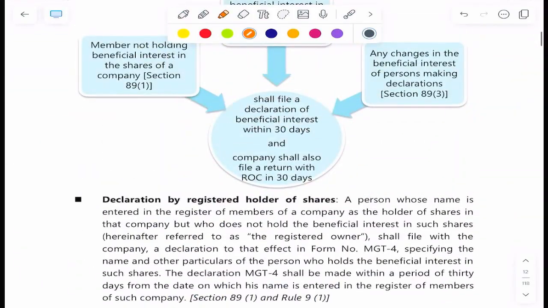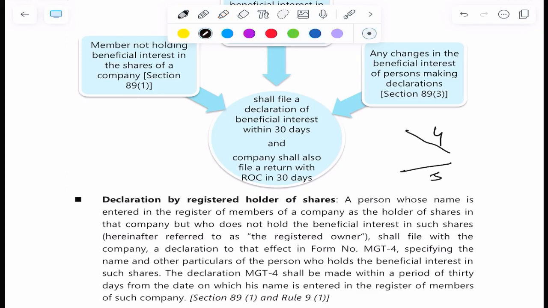फॉर्म नंबर कौन सा था? Declaration by, फोर पे कौन करता है? Declaration by registered holder of shares. A person whose name is entered in the register of members of a company as the holder of shares in that company, but who does not hold the beneficial interest in such shares, hereinafter referred to as the registered owner, shall file with the company a declaration to that effect in form number MGT4, specifying the name and other particulars of the person who holds the beneficial interest in such shares.